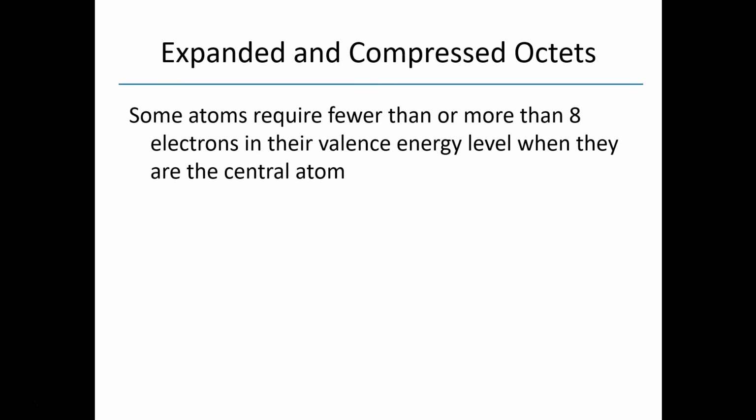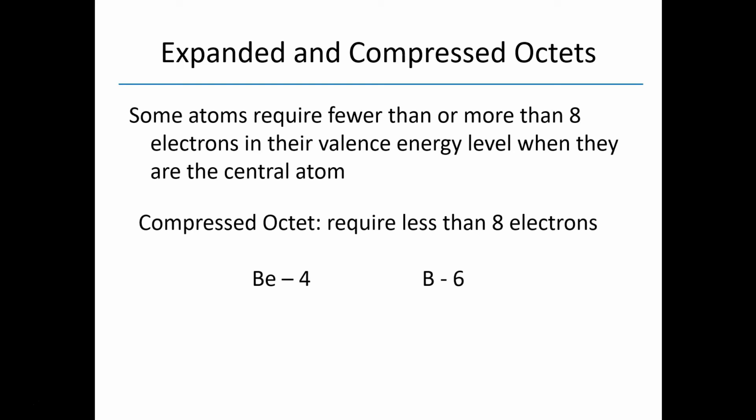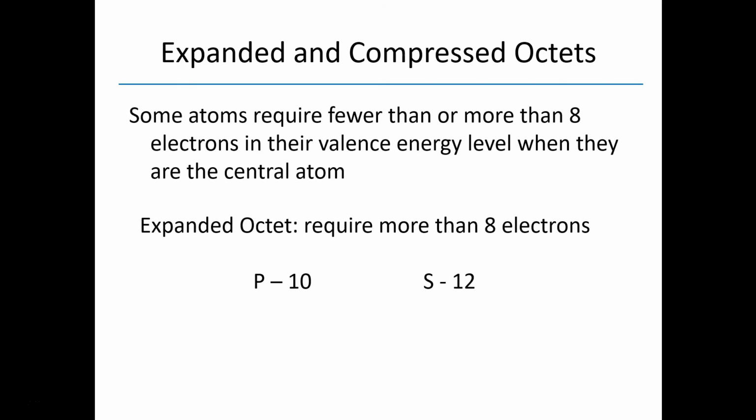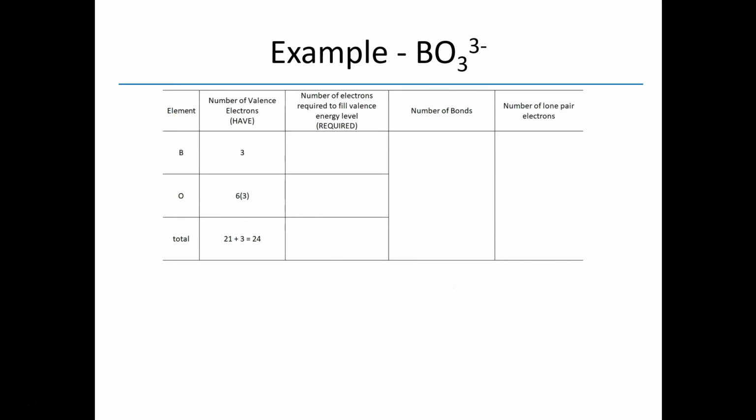Now some atoms require fewer than 8 or more than 8. If they need fewer than 8, we say that it's a compressed octet. For us, the ones that require fewer than 8 are beryllium or boron. And the ones that require more than 8, with an expanded octet, will be phosphorus or sulfur.